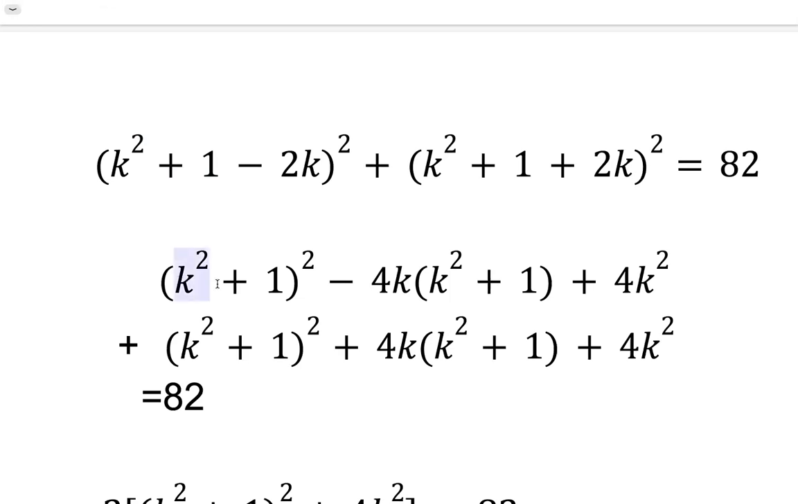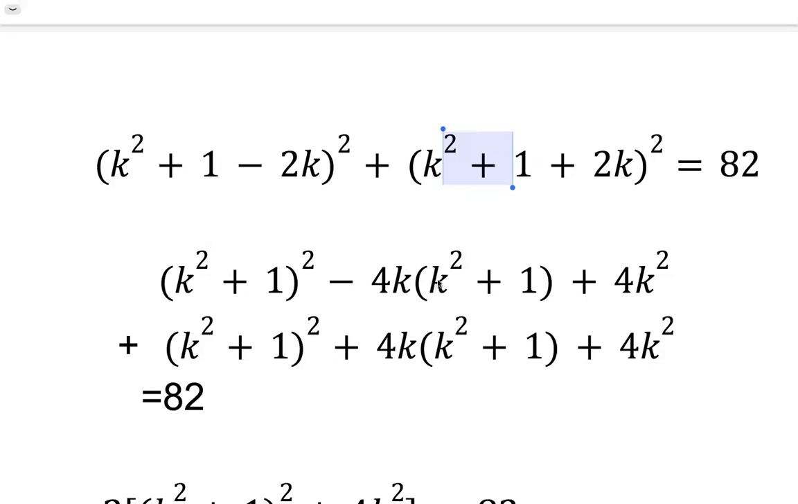So we get the first term squared, which is k squared plus 1 squared, then minus 2 times 2k times k squared plus 1, my middle term, then plus 4k squared. Same thing for the second term. I'm treating k squared plus 1 as one term, think about it as t. I have t plus 2k, squared. I have a perfect square again. So we get the first one squared, which is k squared plus 1 squared, plus 4k times k squared plus 1, plus 4k squared.